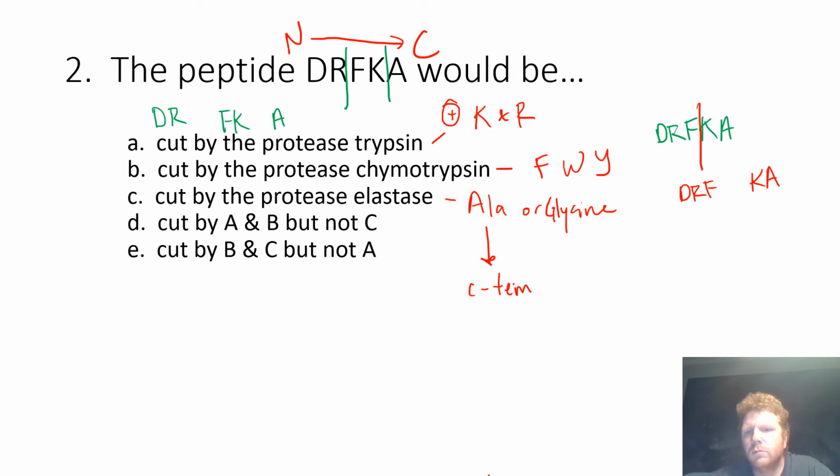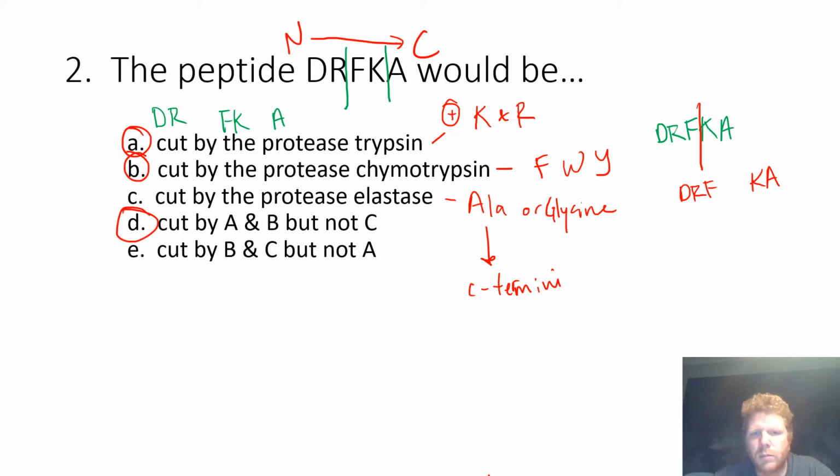So, term and I. Will elastase cut there? No, it won't, because there's no actual peptide bond that follows that alanine. So our answer options, well, A is true, B is true, and so when we look down at our answer options D and E, this peptide would be cut by A and B but not C. And that is the correct answer.